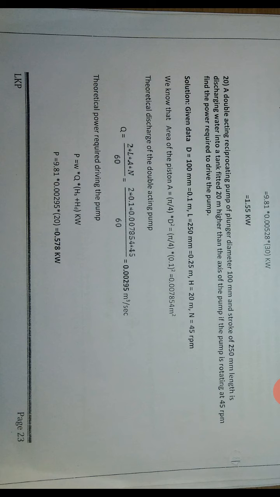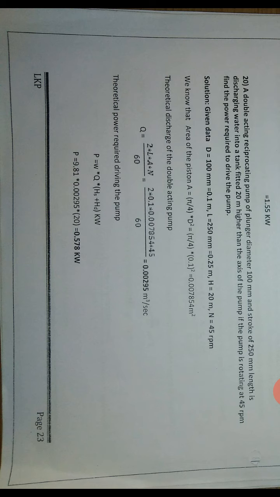We know that area of the piston A equals pi by 4 d square, that is 0.007854 meter square, and theoretical discharge of double acting cylinder equals 2LAN divided by 60, that is 0.00295 meter cube per second, and theoretical power required to drive the pump equals WQ into HS plus HD, in kilowatt, that is 0.7578 kilowatt.